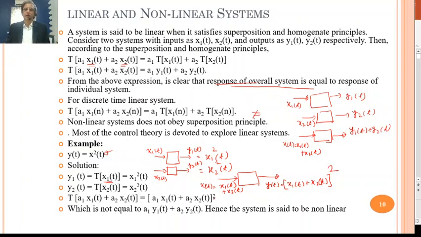Means this is the square, and here again a1t and a2t are the constants, and both sides, means the left hand side and the right hand side, are not equal. This is the square of this, means x1 square t plus 2 x1t into x2t plus x2 square t. As both the left hand side and right hand side are not equal, the system is a non-linear system.